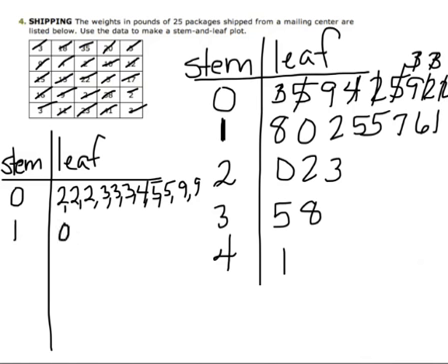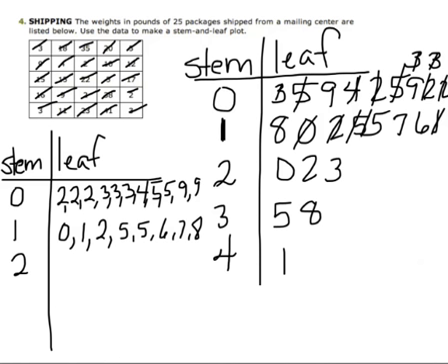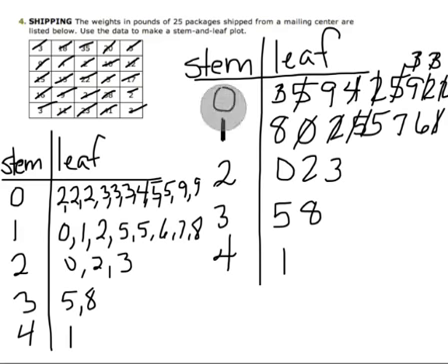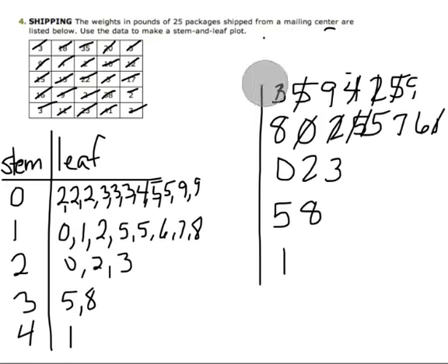I've got 0, 1, 2, 2 5s, 6, 7, 8. Okay? 2, I already had those in order: 0, 2, and 3. 3 was 5 and 8. And 4 is a 1. Now I'm going to erase this part over here just so it doesn't get confusing. And now I have my stem and leaf plot.